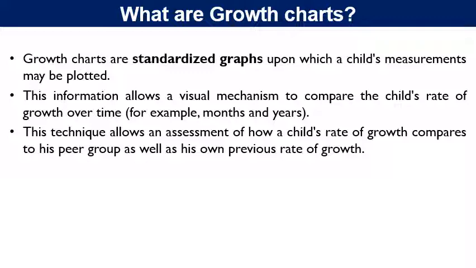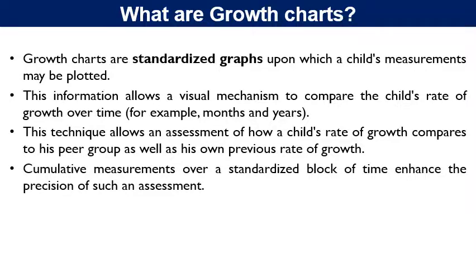So this helps us understand whether the child is growing appropriately for the age or having some lacunae. The cumulative measurements over a standardized block of time enhance the precision of such an assessment. For example, if you have assessment measurements for 3 months or 6 months continuously in your hand, you can differentiate the growth patterns of the children, whether they are growing or somewhere they got stuck. So delayed growth and development can be identified, and corrective measures can be planned in the beginning stage itself.